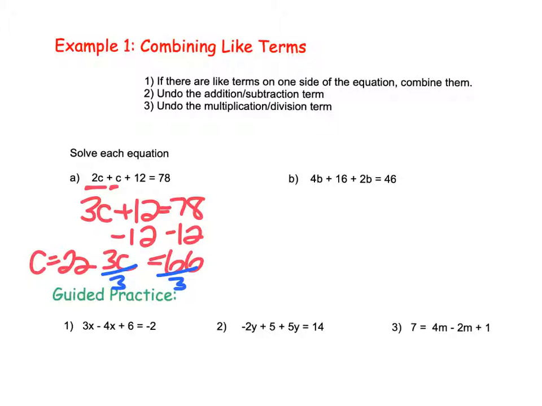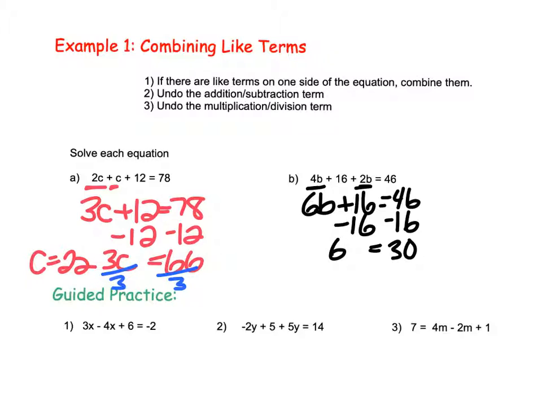Alright, next problem again is a multi-step problem. You see you have like terms on the same side of the equation, so you need to combine your like terms of 4b and 2b. And when you add the coefficients together, you end up with 6b plus 16 equals 46, and then finishing that up, you end up with that equivalent equation, and then go ahead and divide by 6 to undo that, and you're left with b equals 5.